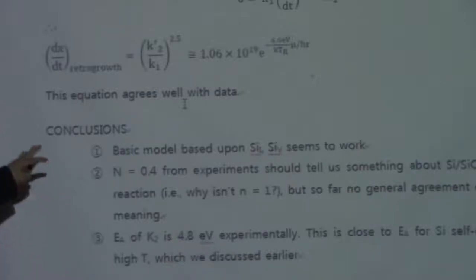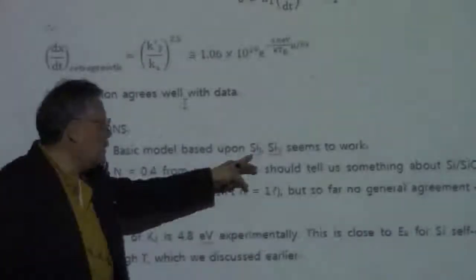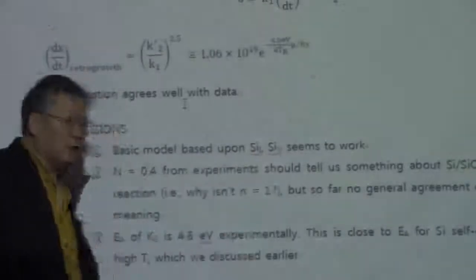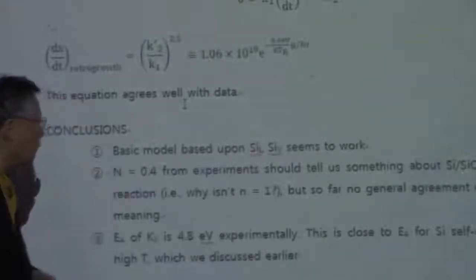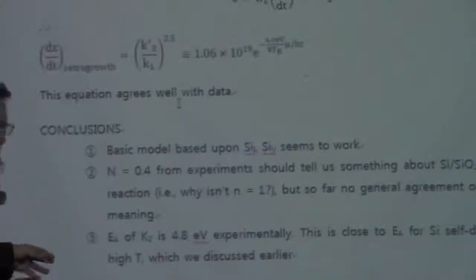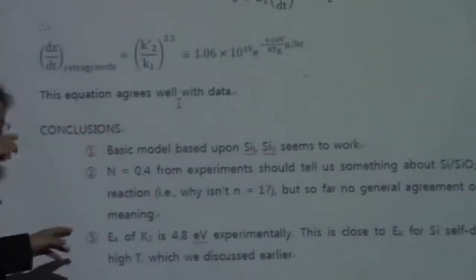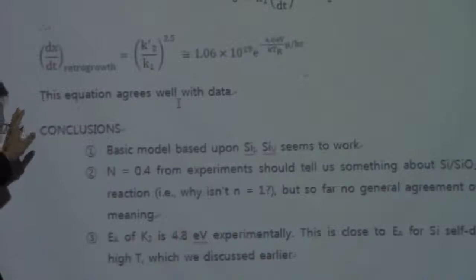Okay, so the basic model based on the silicon interstitial for the growth and the silicon vacancy for the retrogrowth seems to work. Okay. And n is equal to 0.4 from the experiment, and then from the oxidation equation, we end up with L proportional to the time to the 0.8 power, right? And that matches the experiment pretty well.